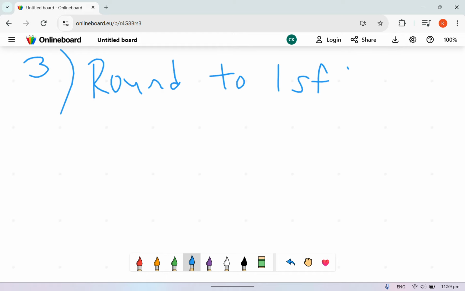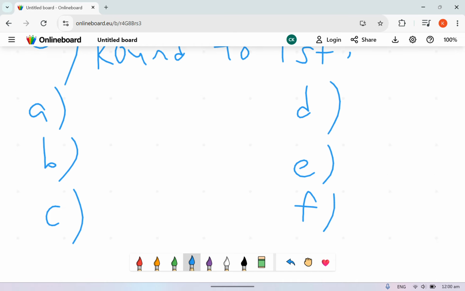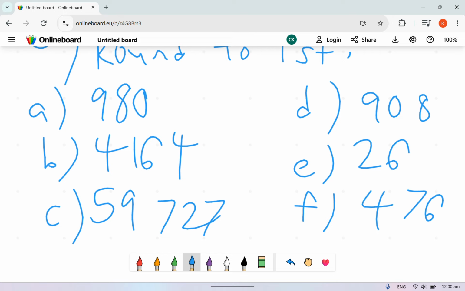Now, for this next one, I'll give you a set. Okay? And I want you guys to pause, try it out. Now, round these to 1 significant figure. Alright? I'm gonna have A, B, C, D, E, and F. Okay? Do all. Okay. For A, 980. For B, it's 4,164. C, we have 59,727. For D, it's 908. For E it's 26. And for F it's 476. Attempt this, pause the video, attempt this.